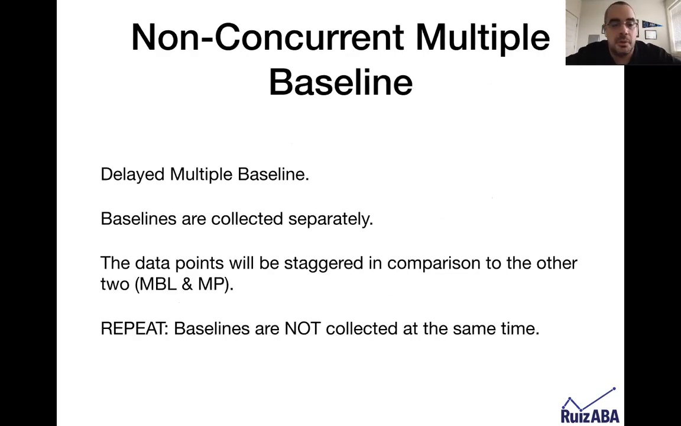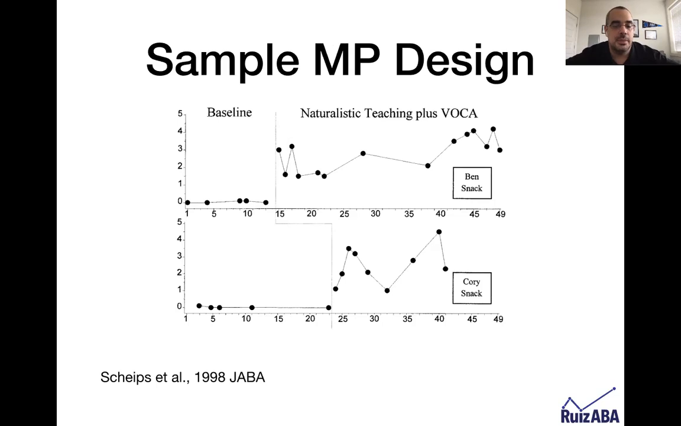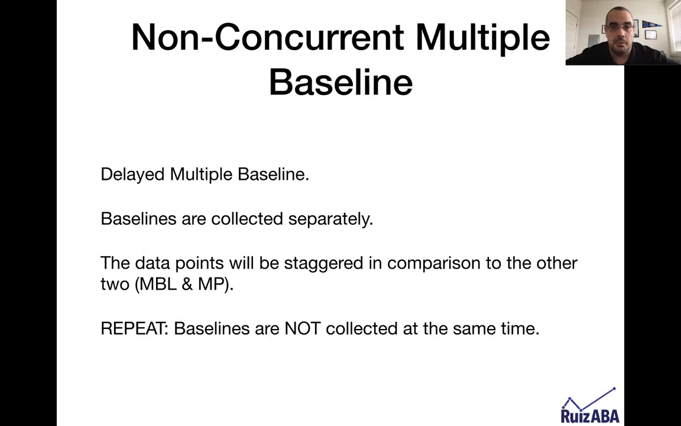Now, the non-concurrent multiple baseline, or sometimes called the delayed multiple baseline, the baselines are collected separately entirely. So the data points will be staggered in comparison to the other two. By the other two, I mean the multiple baseline and the multiple probe, but baselines are not collected at the same time. So if we jump back here, what we see is that the probes are done more or less at the same time, maybe just not the same session.